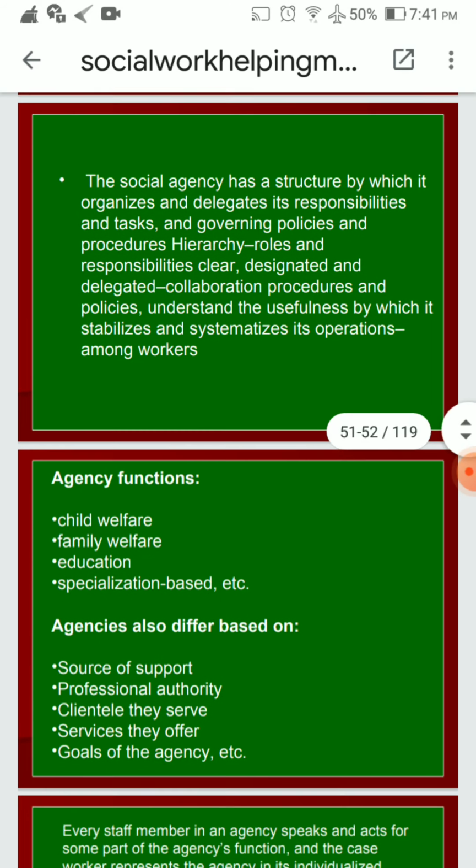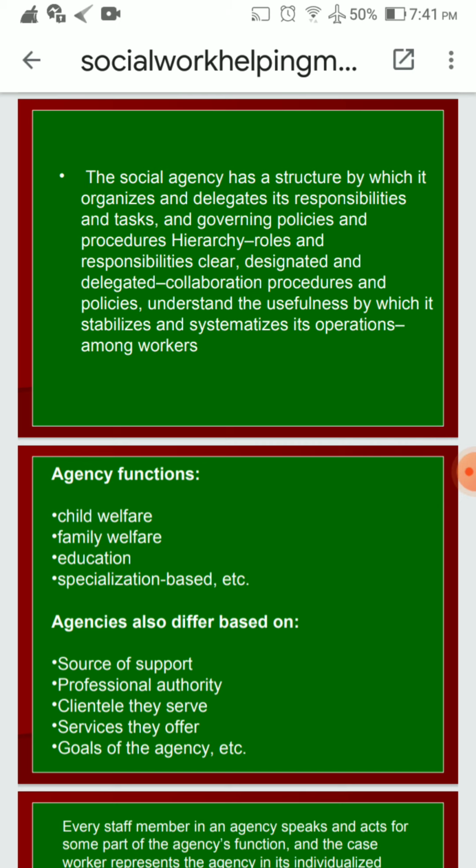Yan. So let's proceed. The social agency has a structure by which it organizes and delegates its responsibilities and tasks, governing policies and procedures, hierarchy, roles and responsibilities clear, designated and delegated, collaboration procedures and the policy, to understand the usefulness by which it stabilizes and systematizes its operation among workers. So that's it, the social agency.